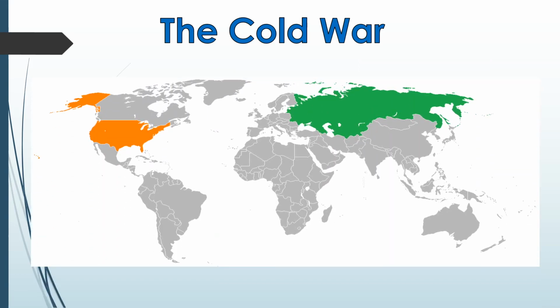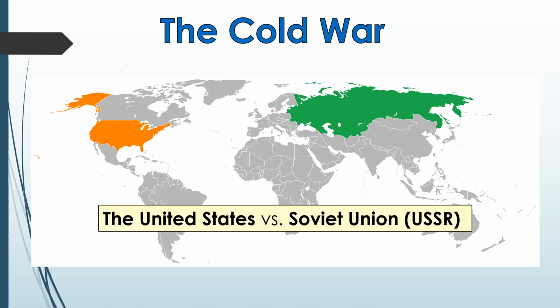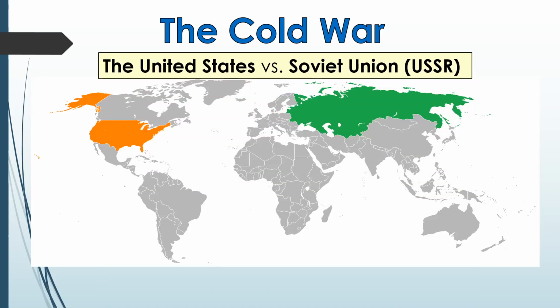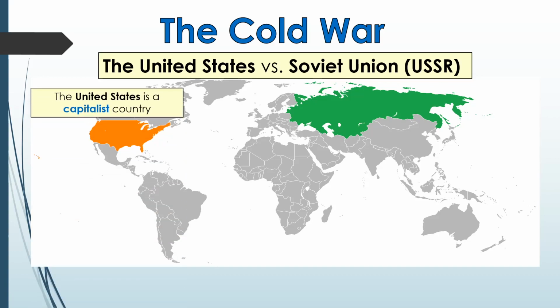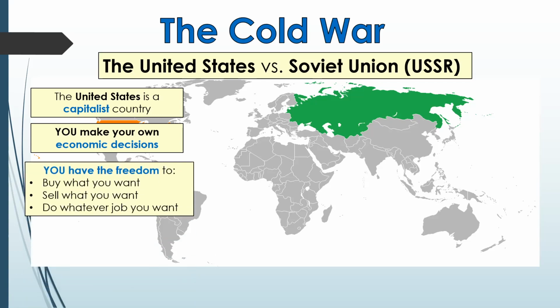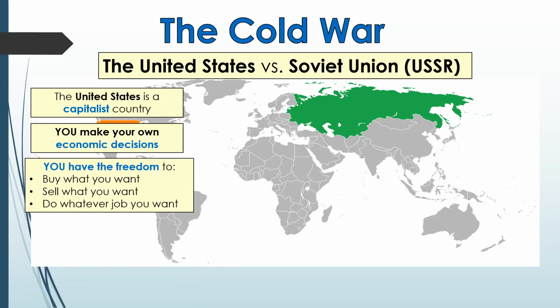So the Cold War is going to be between the two real superpowers that emerge after World War II. The United States, as you see in orange, and the Soviet Union or Russia that you see in Asia, that's in green right here. So the Soviet Union may also be known as the USSR. So here's the difference between the two. So the United States is what we call a capitalist country. That means if you're in the United States, you make your own economic decisions. You can buy what you want. You can sell what you want. You could do whatever job you want.